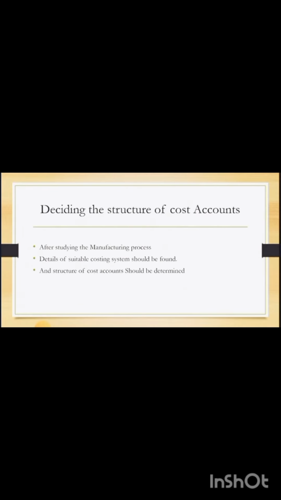For deciding the structure of cost accounts, we have to first study the manufacturing processes. After studying the manufacturing processes, next the details of a suitable costing system should be found, that is, which cost system will be suited for us. And the structure of cost accounting should be determined based on our objectives and our requirements.